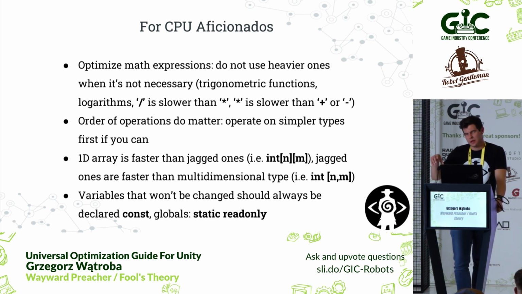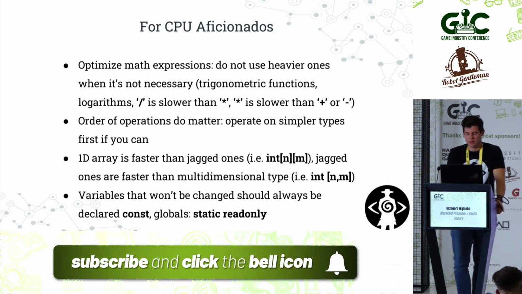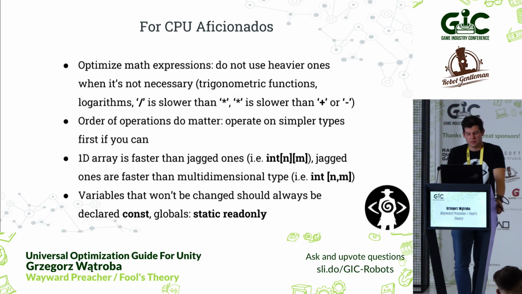Also, if you can start from simpler types first, some expressions might be optimized at compile time. Jagged arrays, so arrays of arrays, if I'm right, were proven to be a few times slower than regular ones, but they're faster than multi-dimensional ones. I haven't met any project that was using a typical multi-dimensional array, but still it's worth remembering not to use it. Variables declared as const or static readonly will be inlined during compilation.